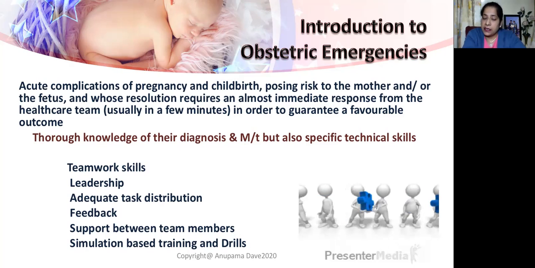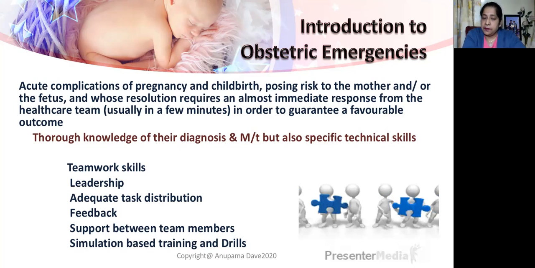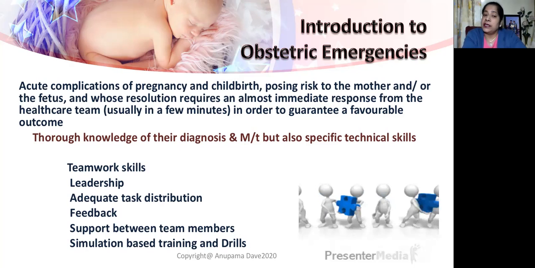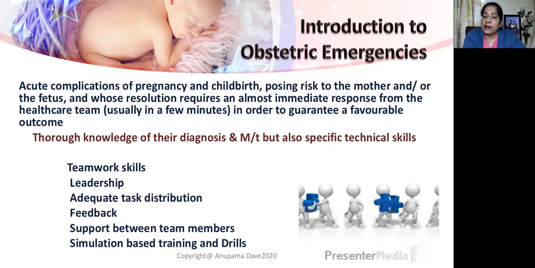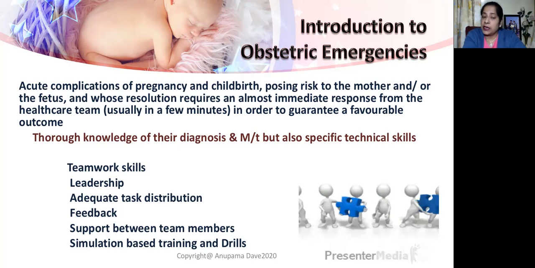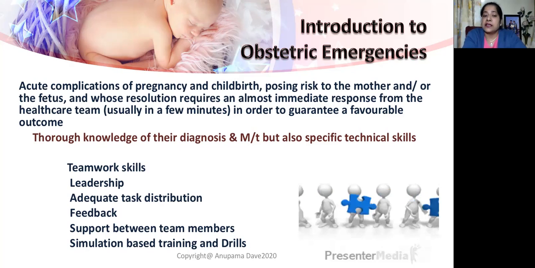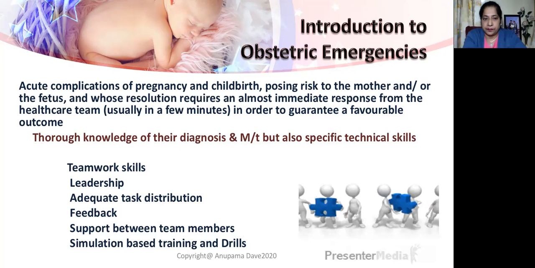There should be a leader within this team. There should be adequate task distribution. Once the work is over, a feedback. Support between team members is essential, and this whole team would work after they have attended simulation based training and drills.